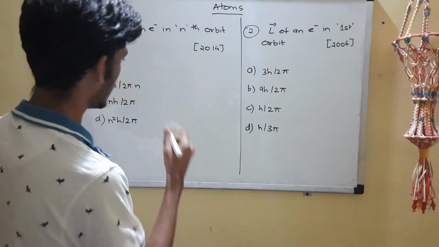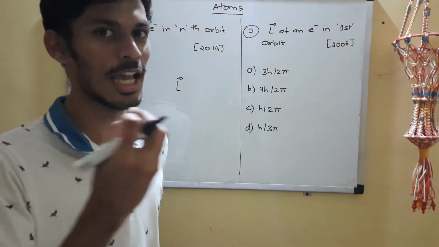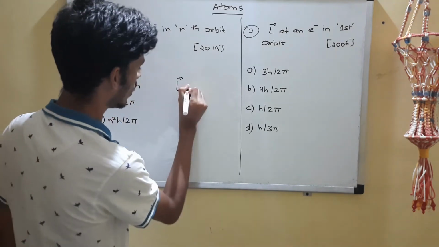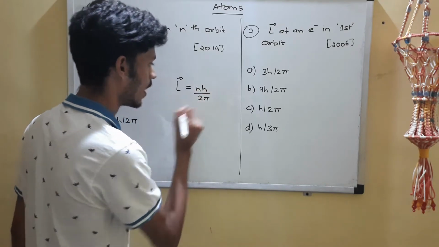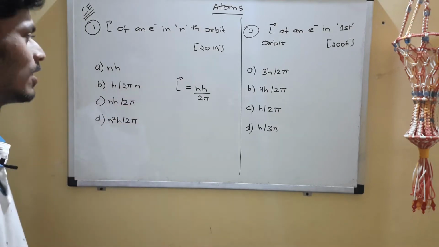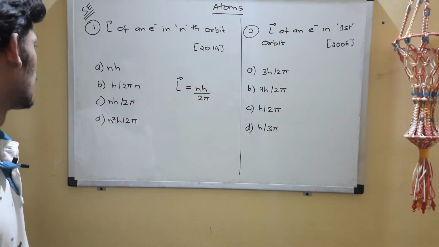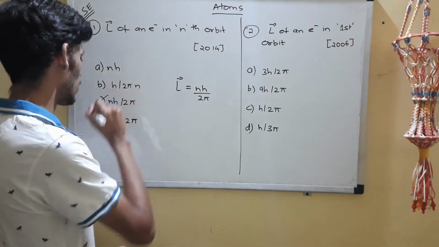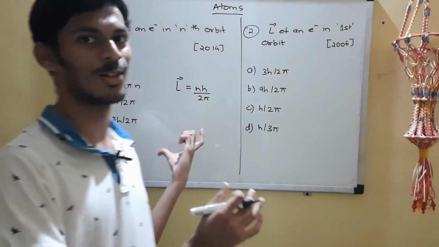You can basically write your angular momentum as an integral multiple of h by 2 pi, right? So angular momentum in a general sense is given as nh by 2 pi, okay? And for the nth orbit, it's nh by 2 pi, that particular orbit number into h by 2 pi, right? So the correct answer over here is option C. You are just supposed to know the Bohr's postulate in order to crack this question, right?